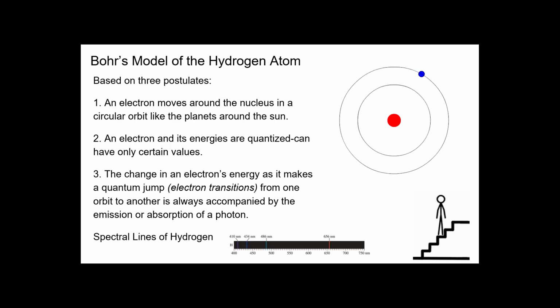Why was this so important? This is important because it was the first model of atomic structure to correctly explain the radiation spectra of hydrogen, which is what you're seeing here. Bohr's model explains the emission and the absorption spectra of hydrogen and hydrogen-like atoms of low atomic numbers.